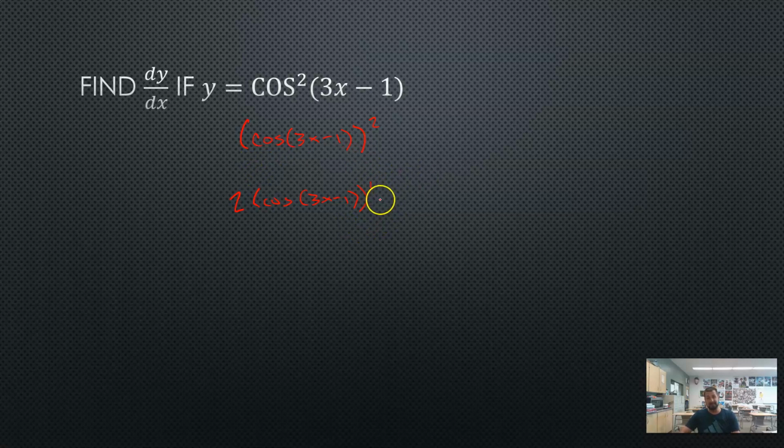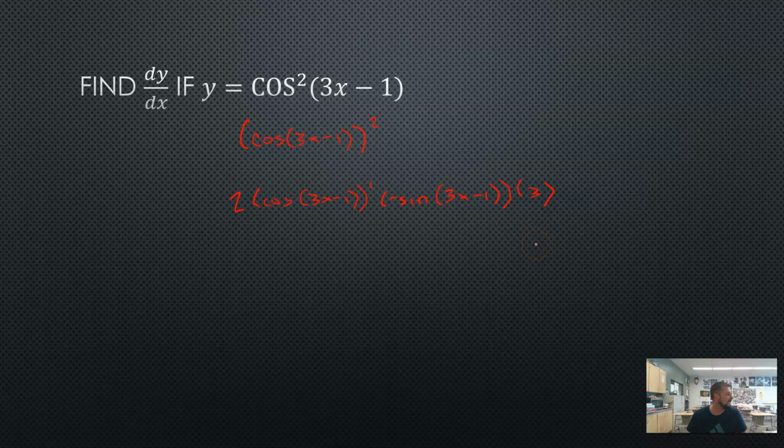So I'm going to take the derivative of cosine, which is negative sine, but because it's not the cosine of x, I have to leave the inside part alone, just like that. Then I'm going to multiply that by the derivative of what is on the inside. So I multiply that by 3.